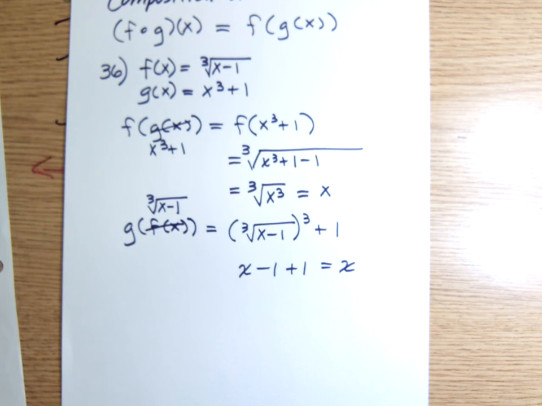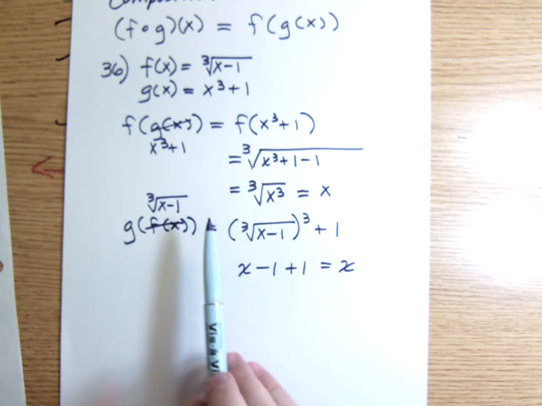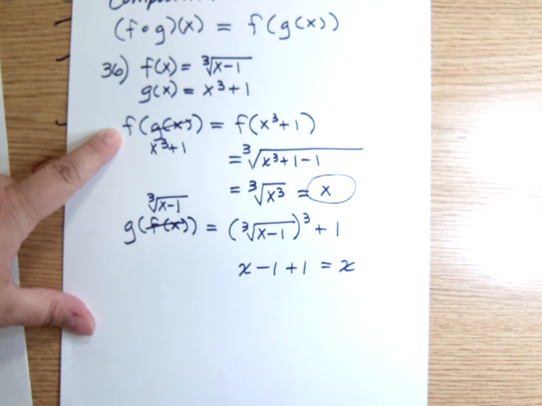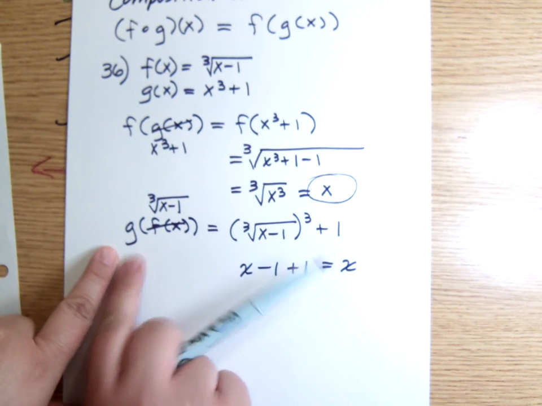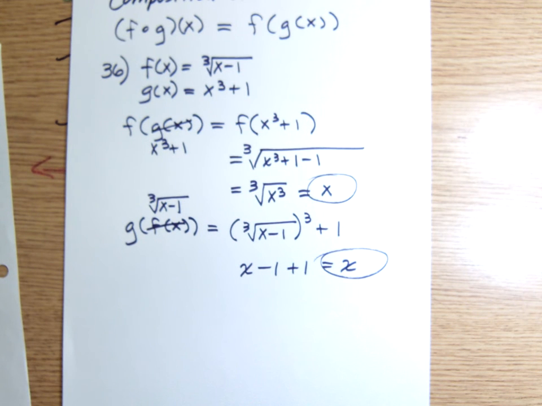Now, one of the things we're going to look at tomorrow involves why this one's special. Notice that when I did f of g of x, I got x. And when I did g of f of x, I also got x. So that goes into inverse functions, and that's something we're going to take a look at tomorrow. Notice that on 35 to 38, they don't ask you anything about the domain. In 39 to 43, though, that changes.